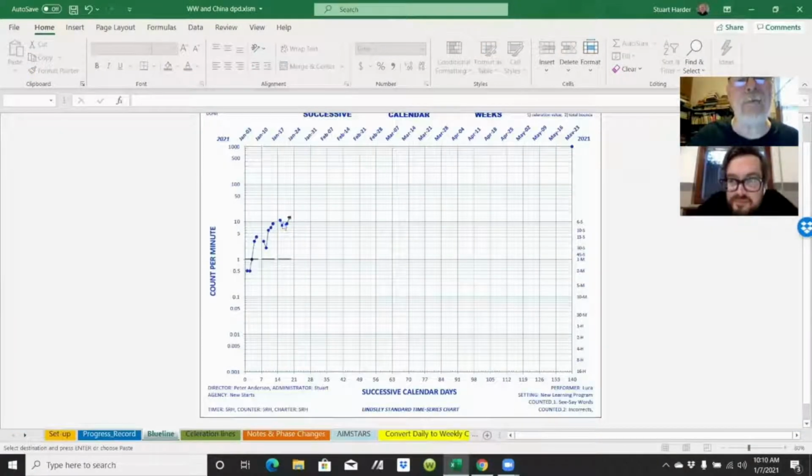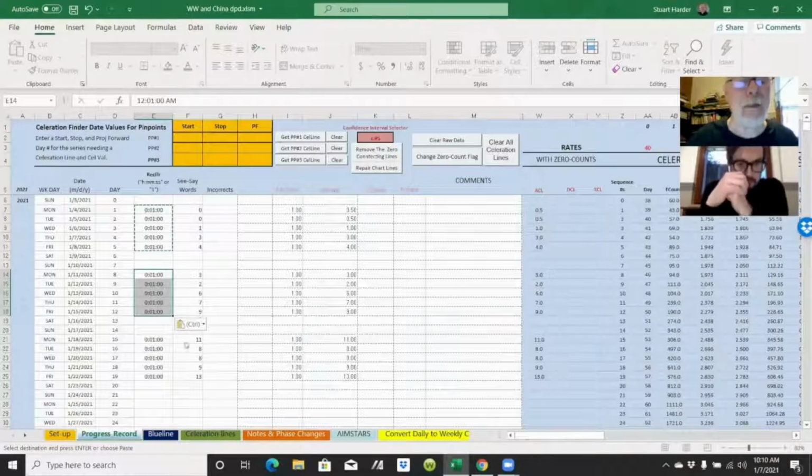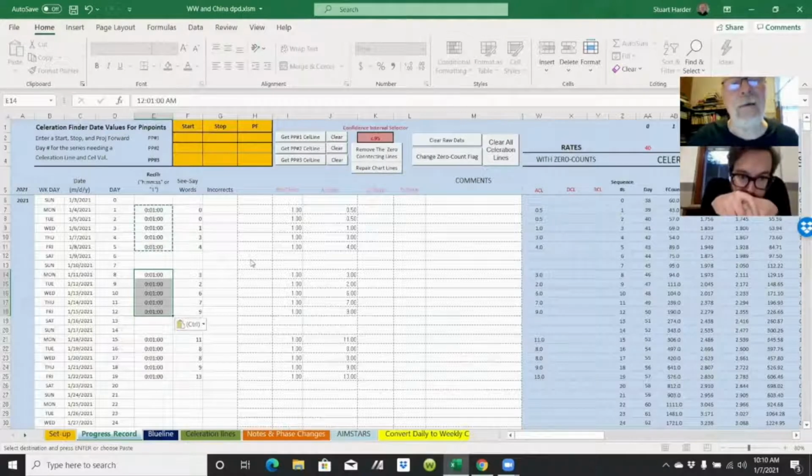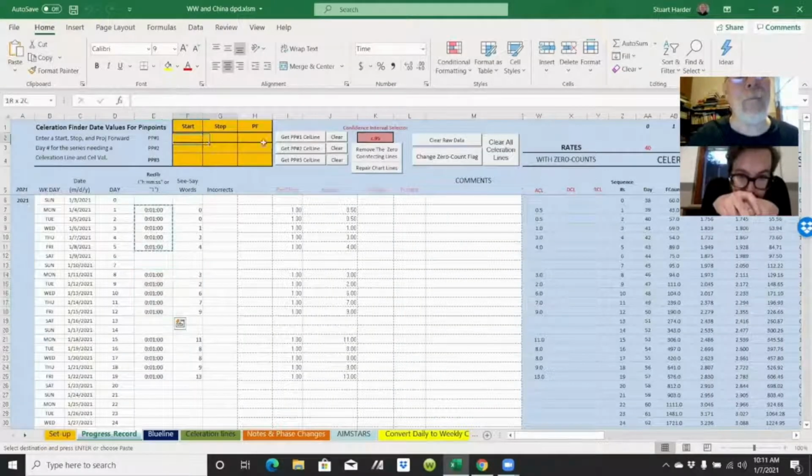So you can see that we have a generally accelerating series of corrects here over 3 weeks. I'm going to remove the connecting line there. So we're going to start calculating our trend line, our acceleration line, from day 3, and we're going to go out to day 19.